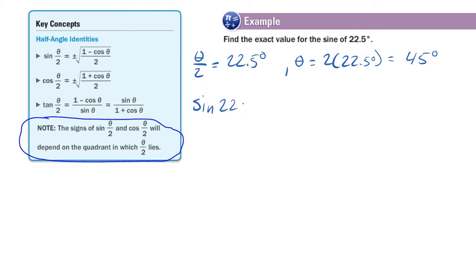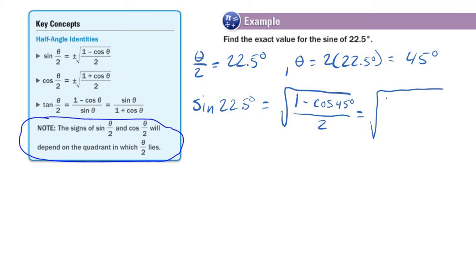So sine of 22.5 degrees equals the square root of 1 minus cosine 45 degrees all over 2. Notice what I did there? Cosine 45. So my theta divided by 2, there's my theta. Now let's substitute in, and then need a little bit of simplification with these. So 1 minus square root of 2 over 2 all over 2.